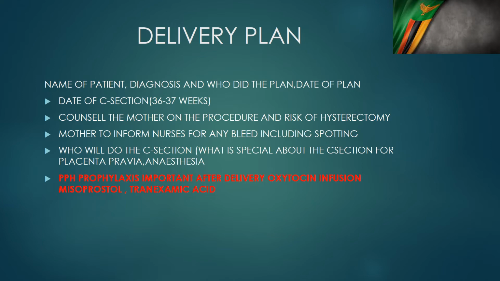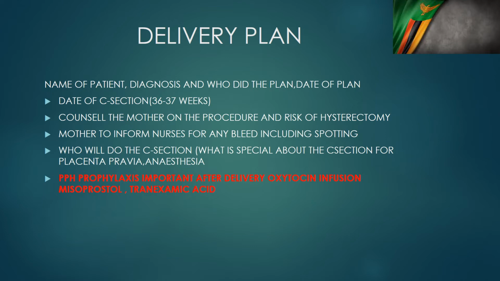We write the name of the patient, we write their diagnosis. Usually we write it in red on a big paper, then we stick it on the front of the file. So you write the diagnosis, so maybe it's major placenta previa or minor placenta previa, and so on. And then you have to sign. If you are the one who wrote the plan, you have to write the date of the plan. Then you have to write on the file when you are going to do the C-section.